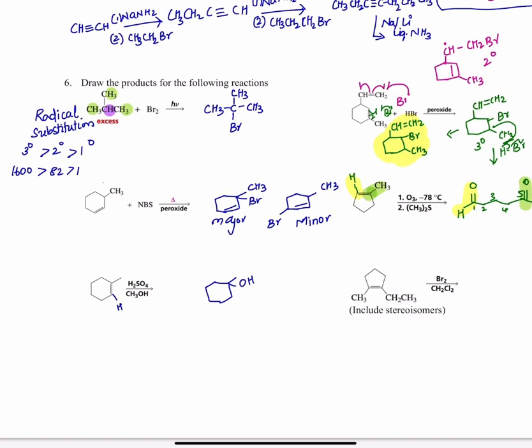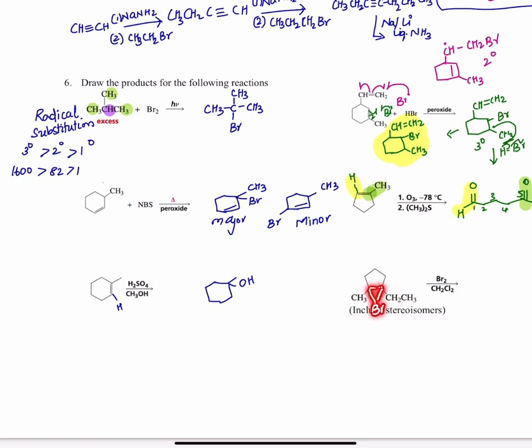Okay, let's do the next reaction. The next reaction is the halogenation reaction, and it is also asking us to provide the stereoisomers. What happens when you do the halogenation of an alkene? Obviously, it's going to form the cyclic bromonium ion, right?